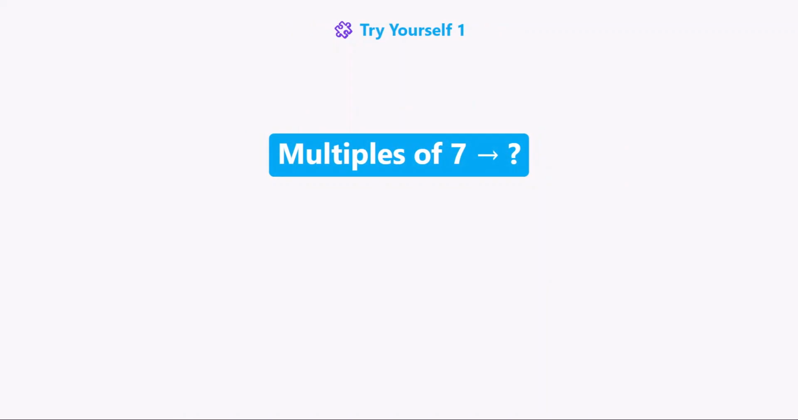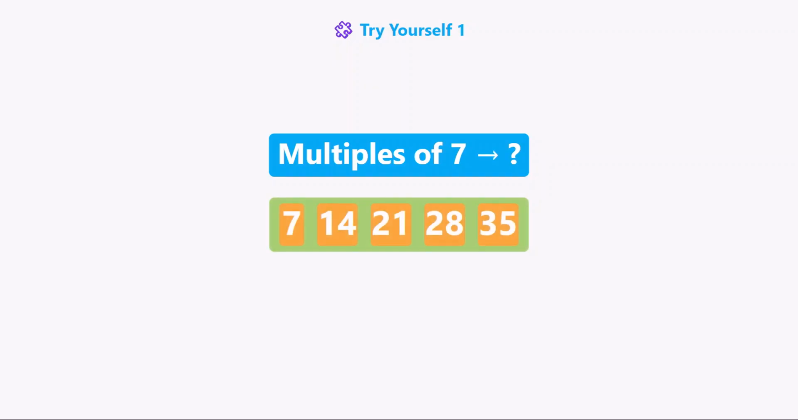Can you list the first 5 multiples of 7? Take a moment to think. Here are the first 5 multiples of 7. Let's try one more.